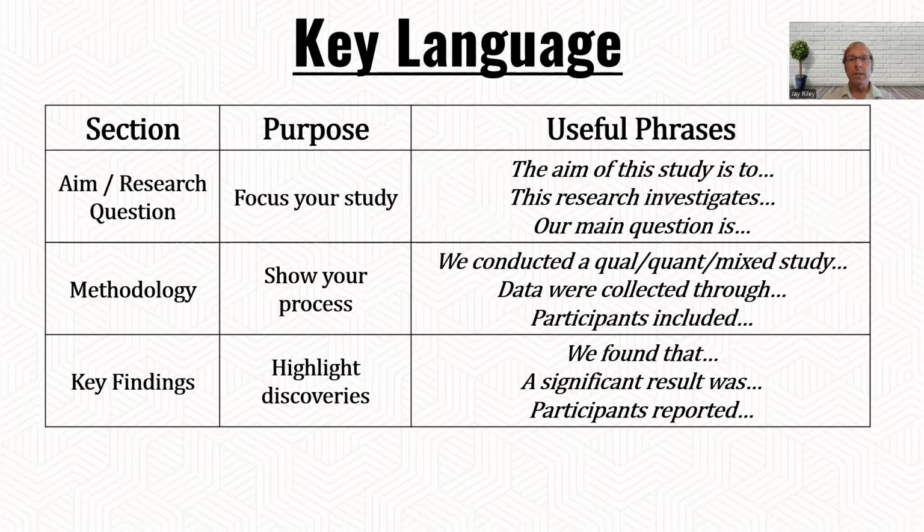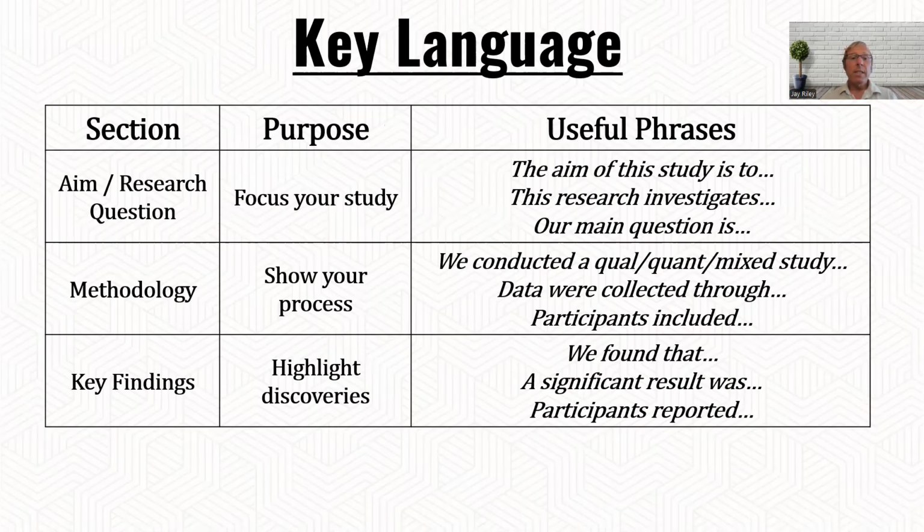Participants included. So we're going to tell who the participants in the study are. We might talk about our population, our sampling methods. You might choose to address issues of validity and reliability. You might talk about how you triangulated your data.